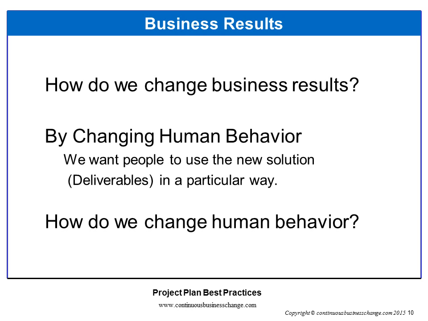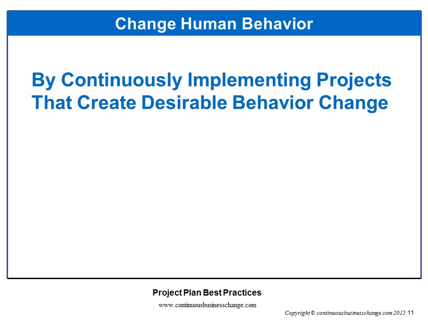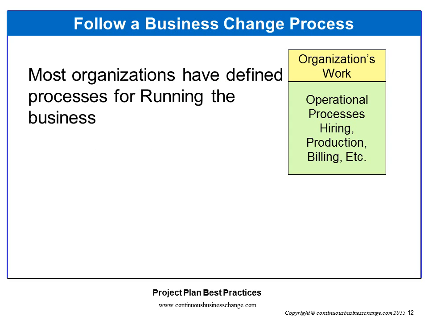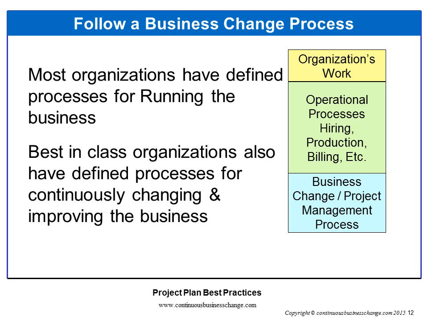How do we change human behavior? By continuously implementing projects that create desirable behavior change. How do we continuously implement projects that create desirable behavior change? By following a business change process. Most organizations have defined processes for running the business. Best-in-class organizations also have defined processes for continuously changing and improving the business.